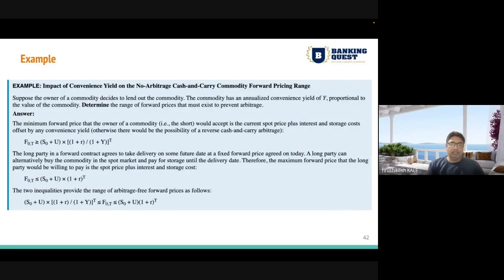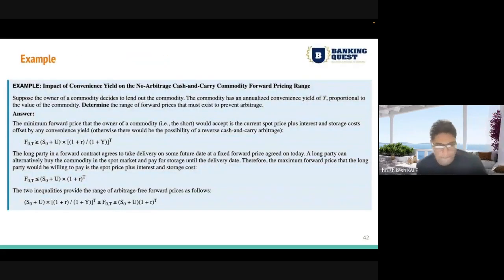Now, let us try and find out how to calculate convenience yield. Suppose that the owner of a commodity decides to lend out the commodity. The commodity has an annual convenience yield of Y proportionate to the value of the commodity. Determine the range of forward price that must exist to prevent arbitrage. This is an alphanumerical question.